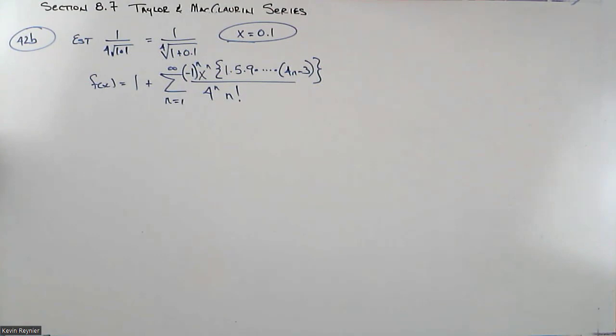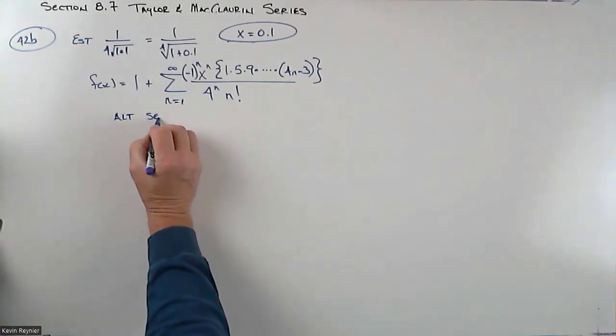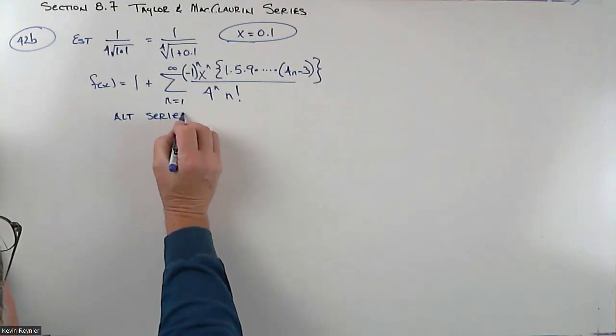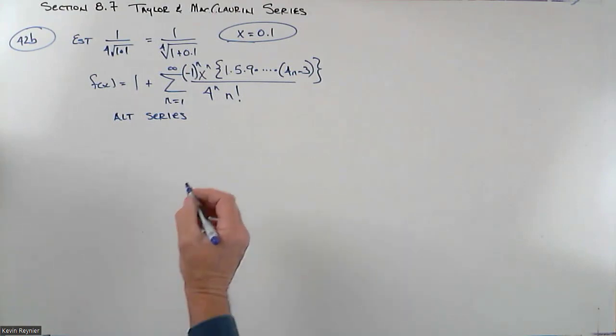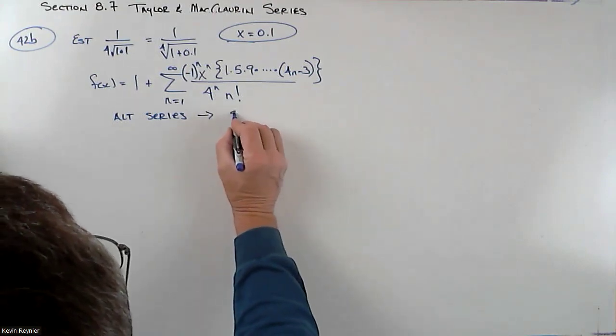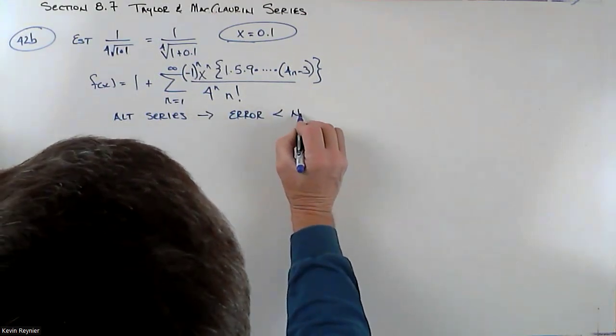So it's an alternating series. And we have the alternating series estimation theorem, or the error theorem for the alternating series. Remember what it says? It says the error is less than the very next term.